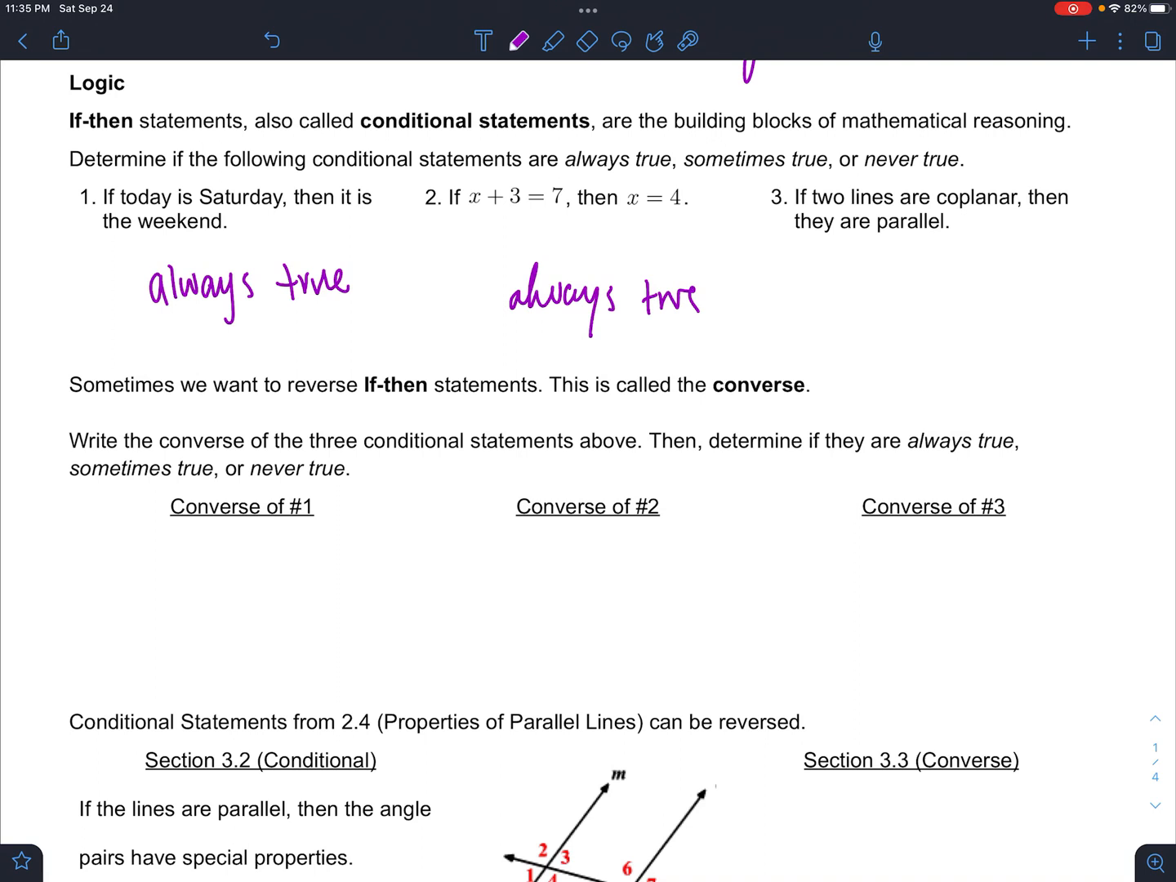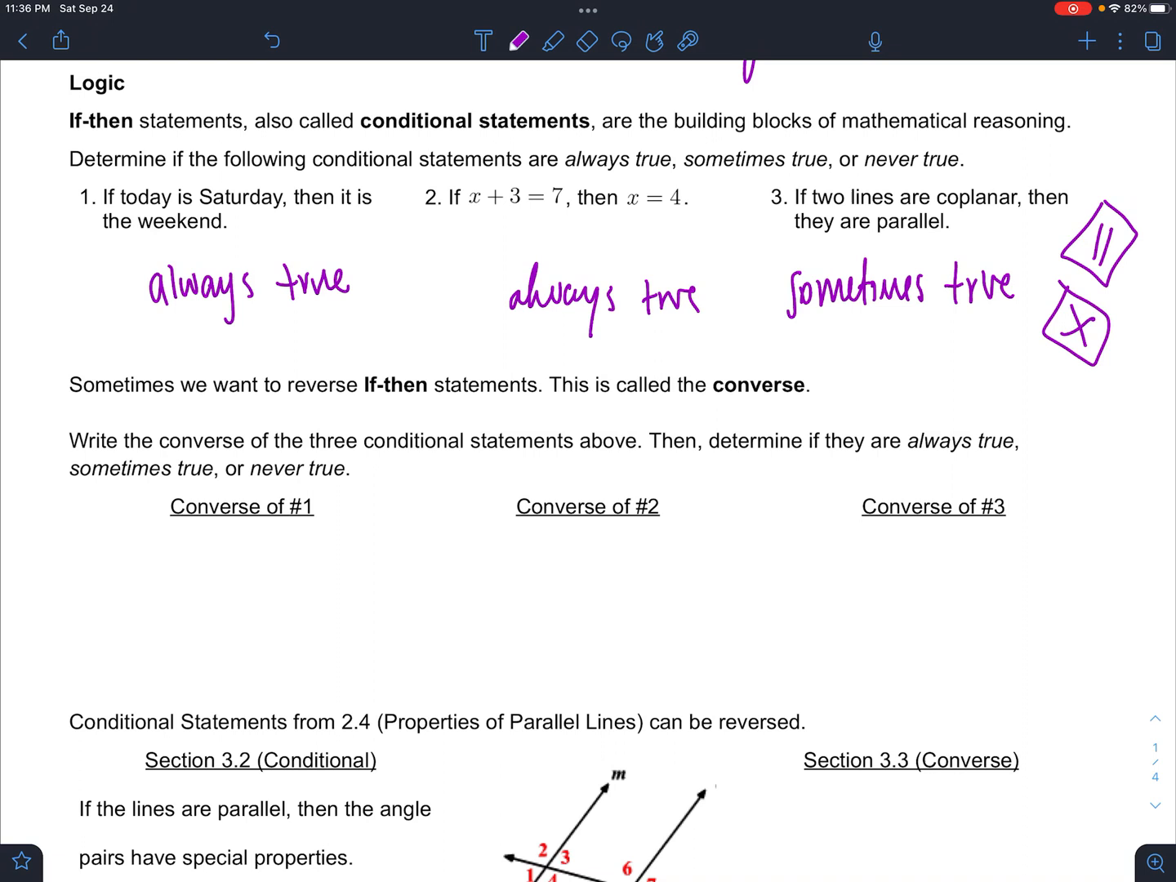Now, if 2 lines are coplanar, then they are parallel. So imagine we had 2 lines on a piece of paper. Yeah, it looks like they'd be coplanar, but they don't necessarily have to be parallel, because we could have an X on a sheet of paper. So this would be a sometimes true thing.